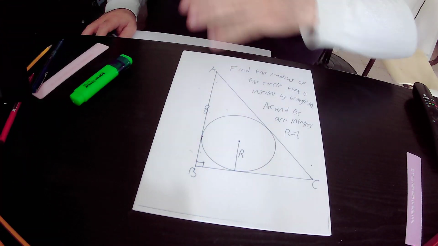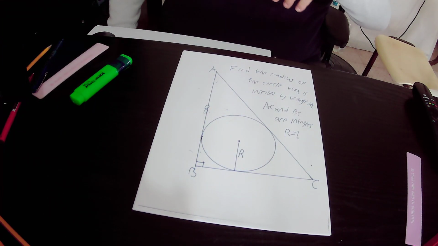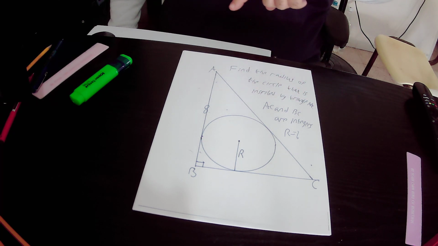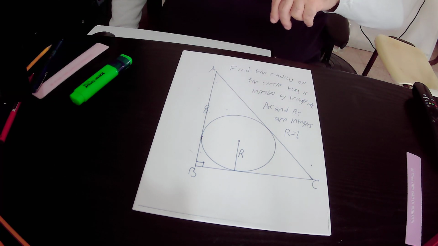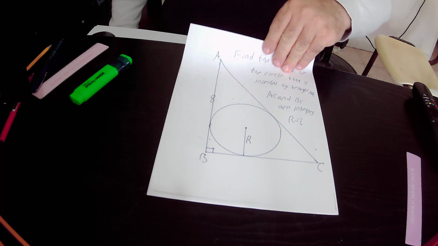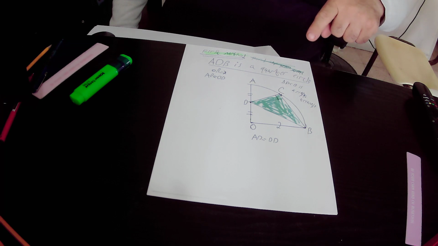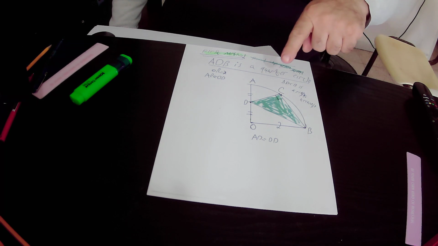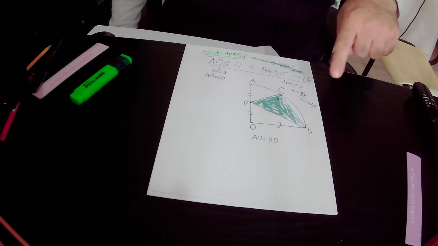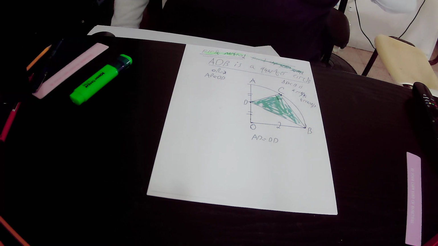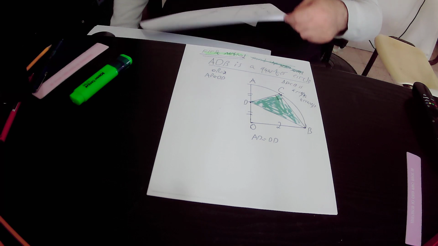Now in this lecture we'll answer two questions. In the first question we will find out the radius of this circle that is inscribed by the right triangle ABC. And in the second question we will find out the area of the blue right triangle BCD, that is inscribed by this quarter circle. Okay, so we start with the first question.